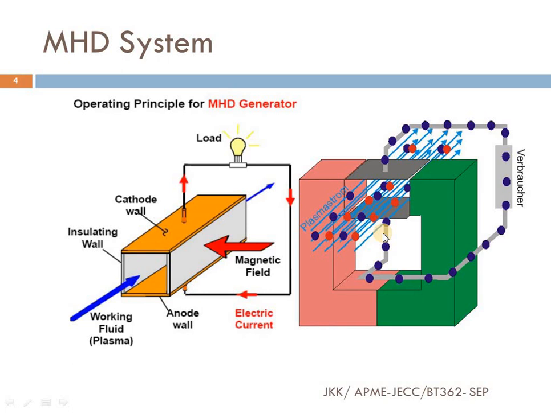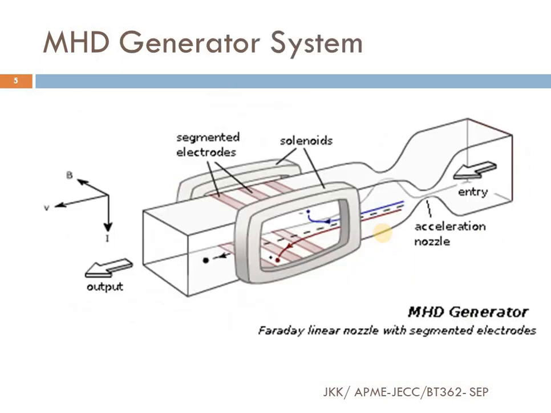Moving towards the more detailed construction, this can be the arrangement. This figure is taken from Wikipedia. Here you can see the entry point for the hot ionized gaseous conductor, and we provide a nozzle so that its velocity will be increased. For better performance, velocity should be increased to a higher level, say about 1000 meters per second, so that the efficiency of electricity generation will be better.